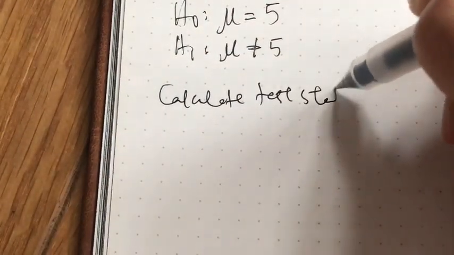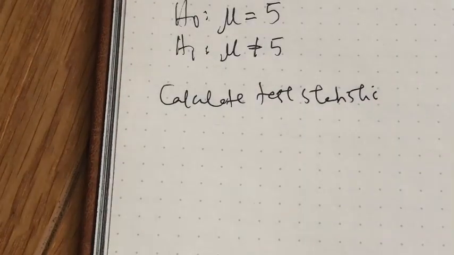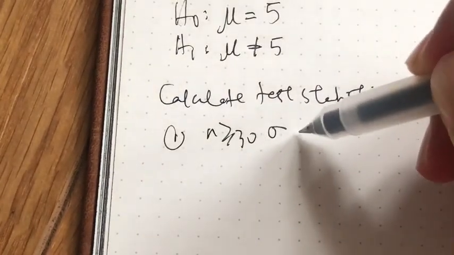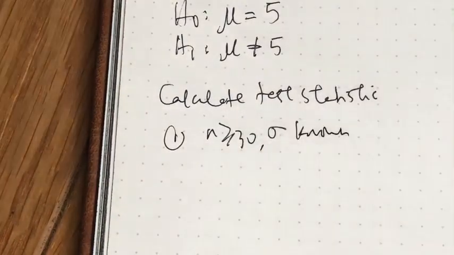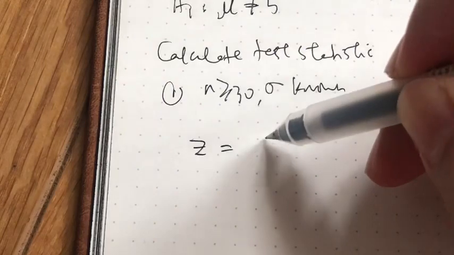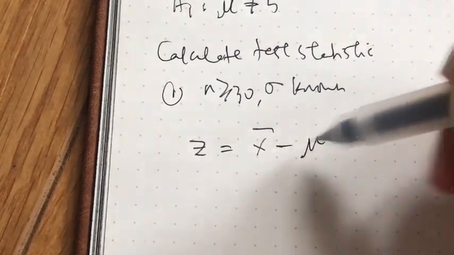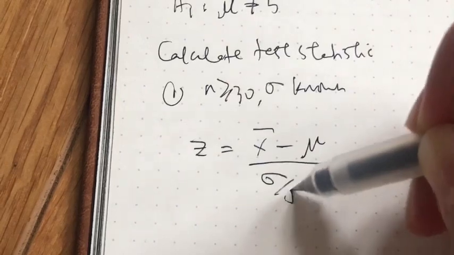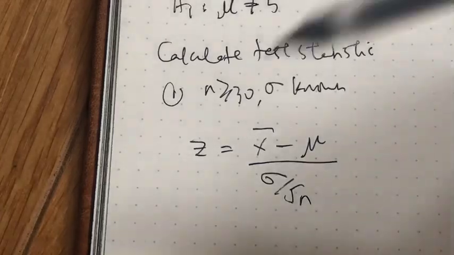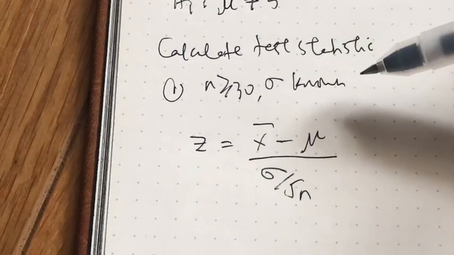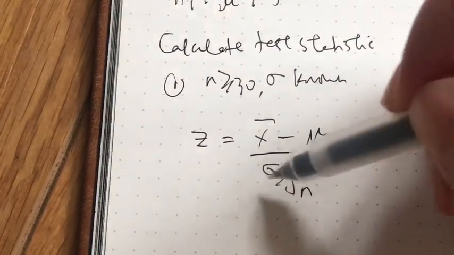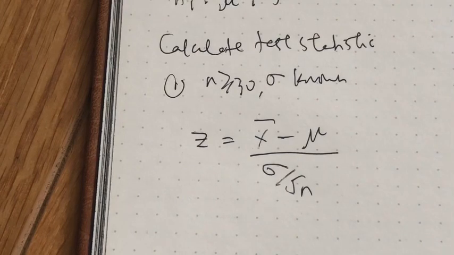In calculating the test statistic, it depends on two circumstances. One is if we have a large sample size, and usually we know the population standard deviation. In this case, the test statistic that we use is the Z distribution. The formula is Z equals x bar minus mu over sigma over square root of n. Because we know sigma, that's why we put sigma here. But if we have a large sample size and we don't know sigma, we use the same formula, but instead of sigma, we substitute it with S, the sample standard deviation. Very simple.